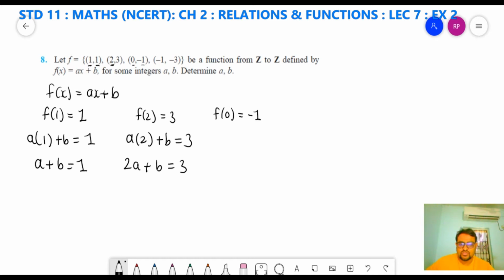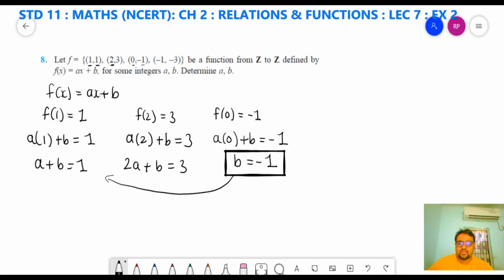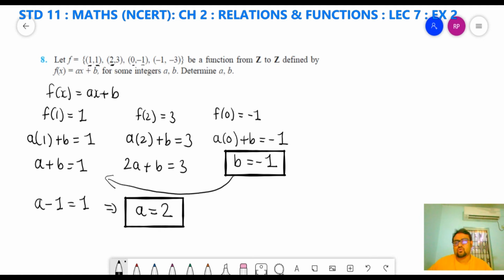But here it is f of 0, which will be easier. a into 0 plus b equal to minus 1. So a into 0 is 0, so b is equal to minus 1. I got the value of b. I will put this in the equation: a minus 1 equal to 1, that implies a is equal to 2. I also got the value of a. So the value of b is equal to minus 1 and the value of a is equal to 2.